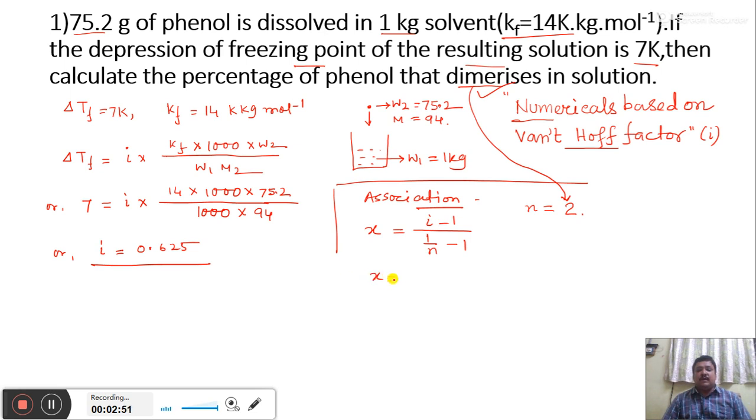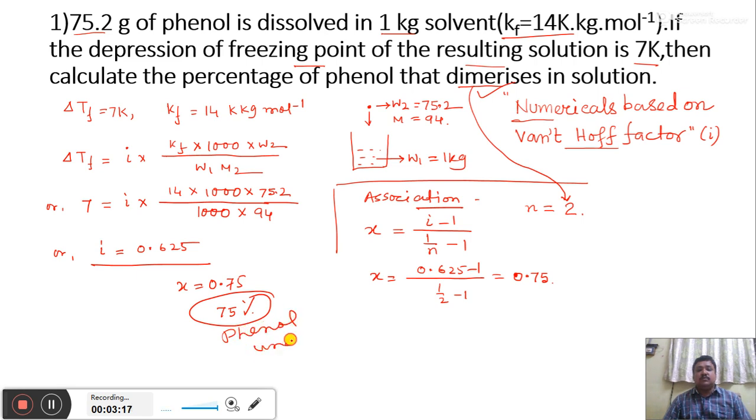Putting the values of i and n, we get x is equal to (0.625 minus 1) by (half minus 1) is equal to 0.75. x means 0.75, that means by multiplying by 100 we get 75. 75% phenol undergoes dimerization. This is the answer of the question.